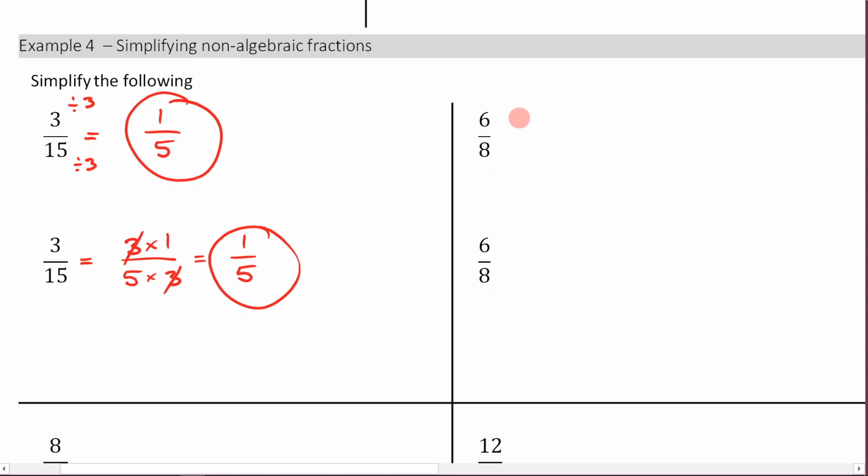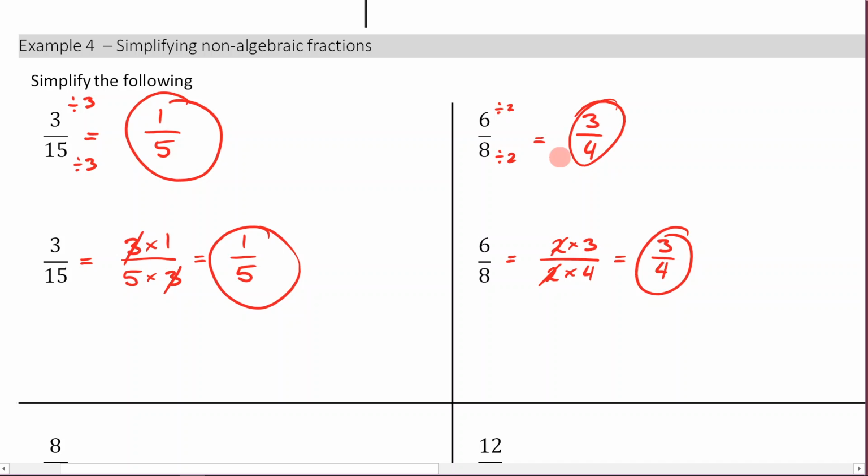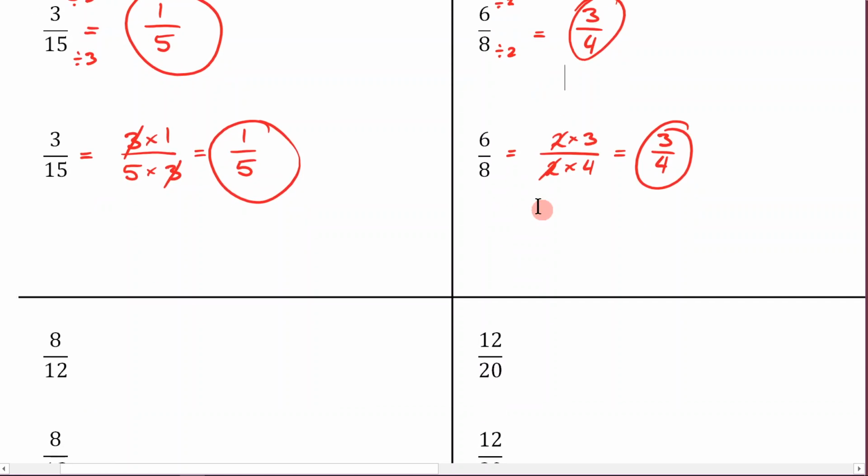Again here, 6 and 8. You could say I'm going to divide this by 2, I'm going to divide this by 2, which is going to leave me with 3 on 4. Or you could think about it as 6 is the same thing as 2 times 3, and 8 is the same thing as 2 times 4. I now cancel out my common factors, and I'm left with 3 on 4. Same answer, different method. Let's now answer two more questions like this.